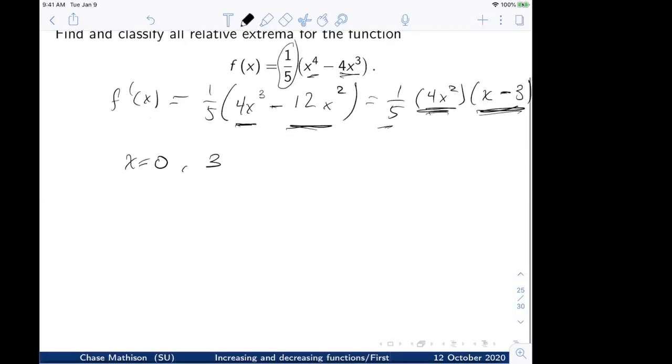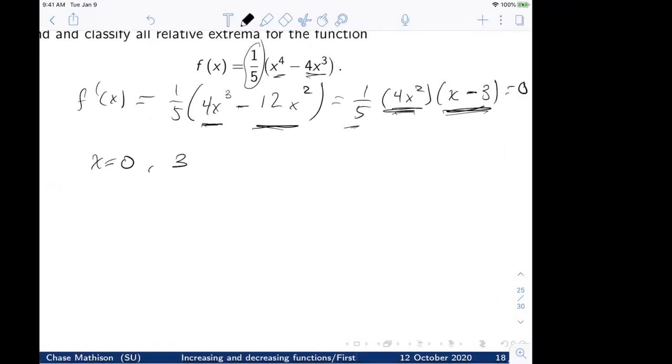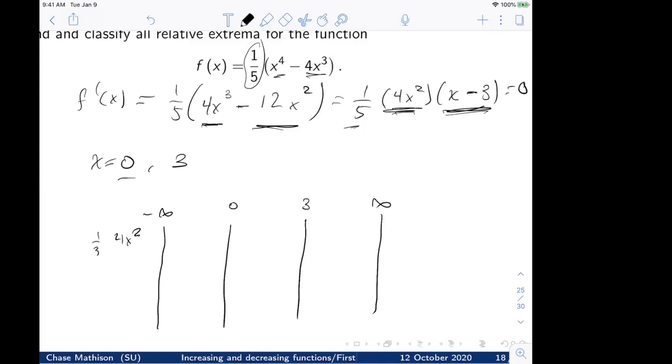All right, so then we have two critical numbers that are going to break up our number line. We're going to go from minus infinity to 0 to 3 to infinity. And then our derivative is factored as 4x squared, I'll put the 4/5 on this guy, times x minus 3, and then f prime.